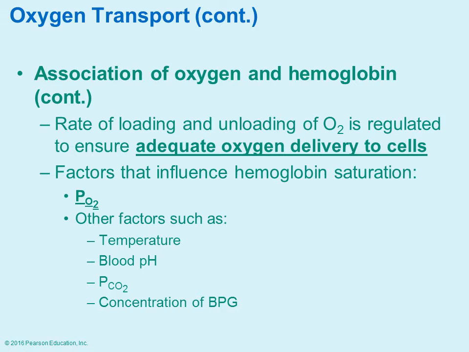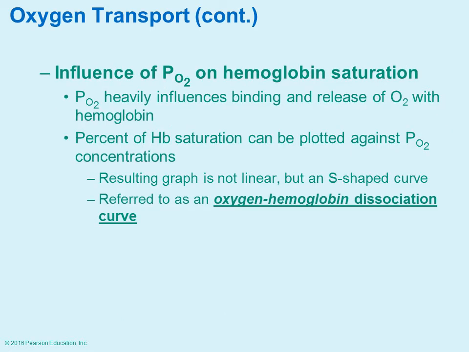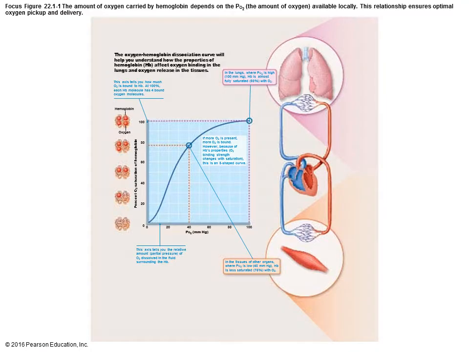How fast will the oxygen load and unload, in other words, bind and then be released from the hemoglobin? It's going to be very closely regulated. Why? Because it depends on what the needs of the cells are at that particular time. And this can be influenced by the partial pressure of oxygen, the temperature, the pH of the blood, things such as that. So how does the partial pressure of oxygen influence how much oxygen will be bound to the hemoglobin? You can plot this out on a graph, such as you can see here.